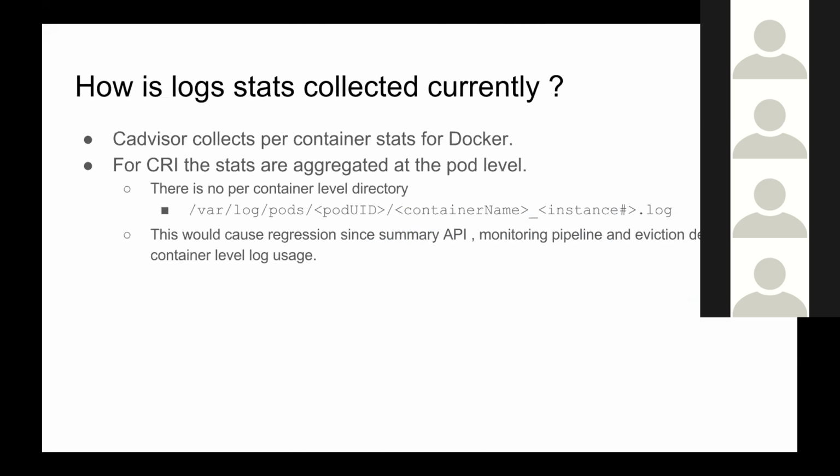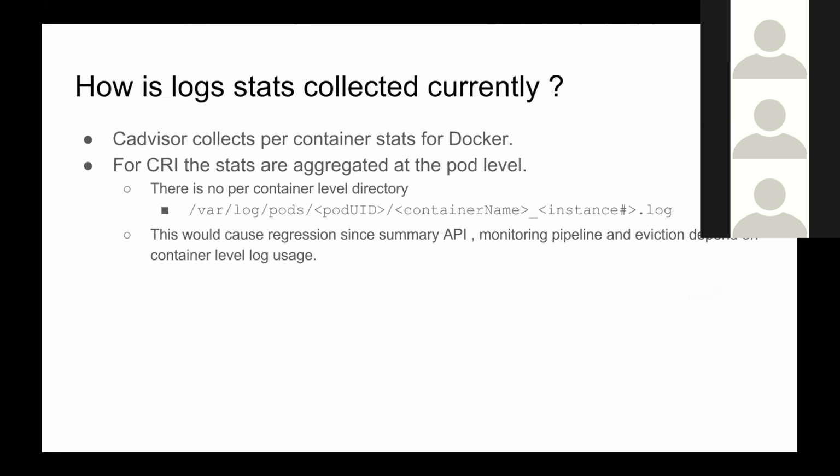Currently for Docker, cAdvisor collects our container stats, so it's a different code path. But for CRI, the log stat collection is at the pod level. The log path is /var/log/pods, then the pod UID with the container name and the instance, so it is a specific log file name. With this, there's no way for us to monitor the log stats, because some of the runtimes are pointing to the pod directory for monitoring the logs. So this might cause regression in our summary APIs, monitoring pipeline, eviction strategies and things like that.